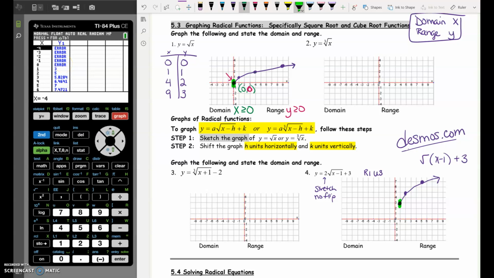So I want you to think about what are the coordinates of this point. The coordinates of this point are 1, 3. The 1 is going to help you with your domain, and the 3 is going to help you with your range.